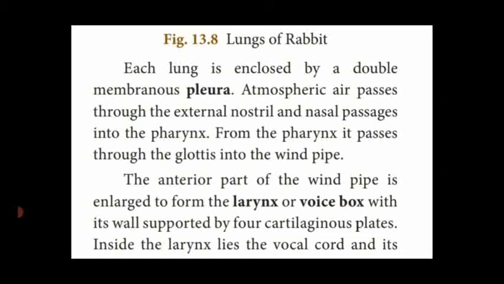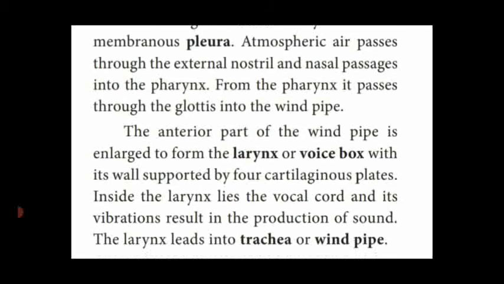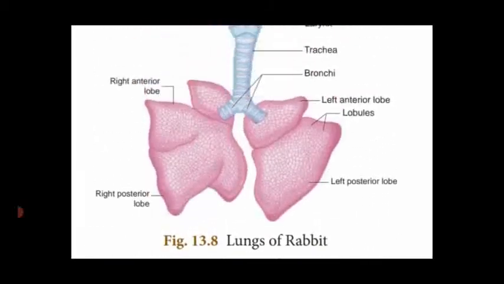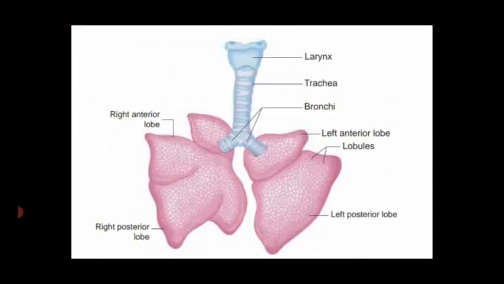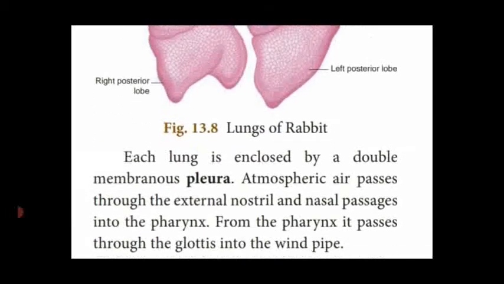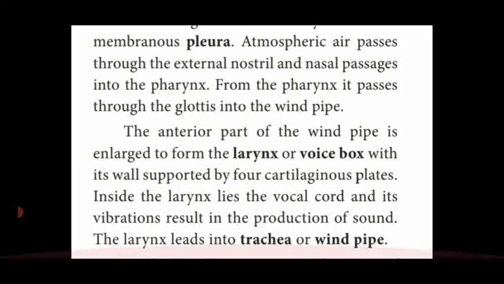Trachea. See this one, the anterior part of the windpipe is enlarged to form a box-like structure called the voice box or larynx. Dear students, see the diagram: at the top, a small U-shaped structure is present, a box-like structure which leads to the windpipe, named the larynx or voice box.